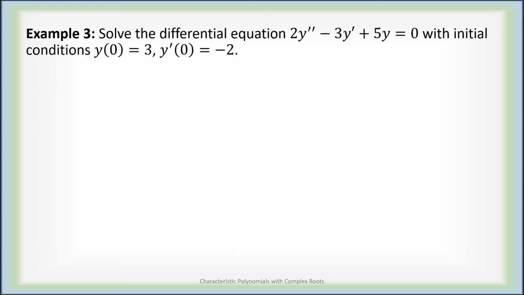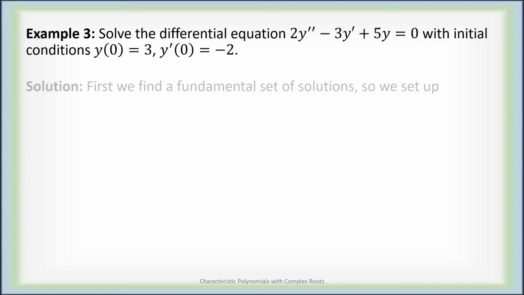As a third example, let's solve the differential equation 2y double prime minus 3y prime plus 5y equals 0, but with initial values y of 0 is 3 and y prime of 0 is minus 2. Well, first let's find a fundamental set of solutions.